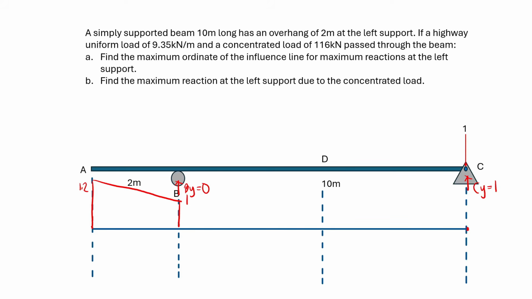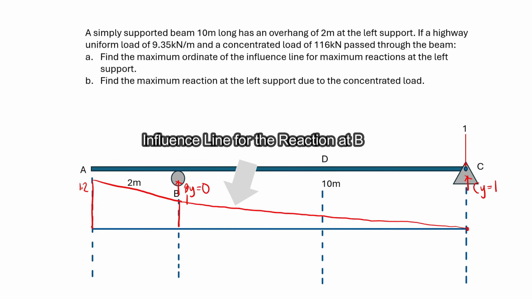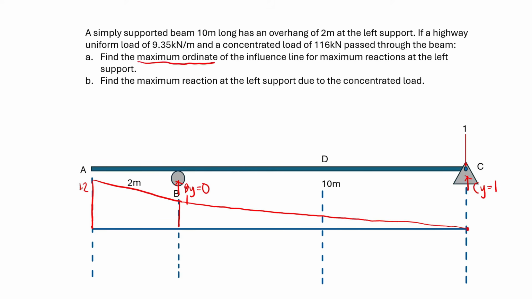And then we'll just connect it with the line. This is now our influence line for the maximum reaction at the left support. Now the first question is to find the maximum ordinate of the influence line. And so that's clearly 1.2. So for letter A, we have 1.2.